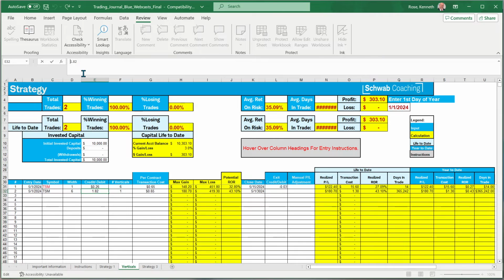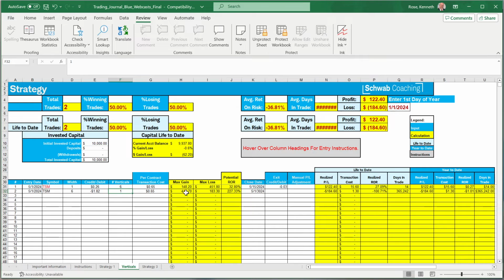I got a negative 182, that's looking more like it. Okay, I was looking at it and said, what? Okay, but that's more like it. Remember, on the debit spread, when you enter, you typically pay a debit. That's money coming out of your account. So you want to enter that as a minus, in this case, a minus 182.